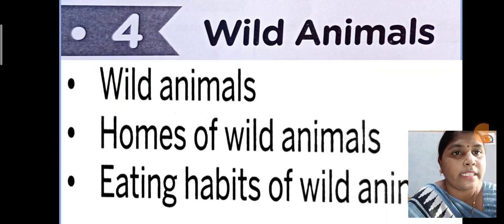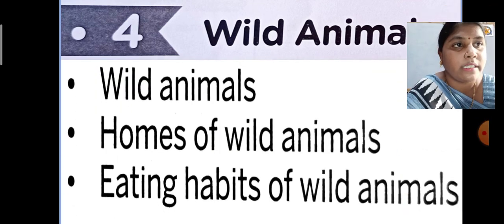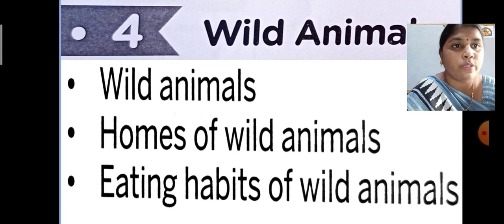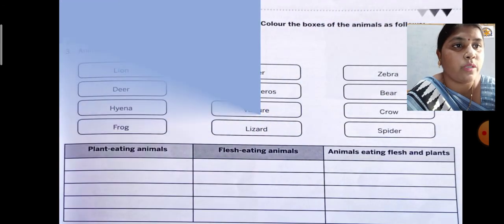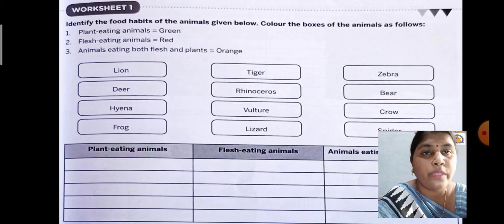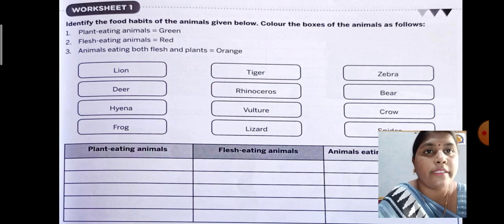And what we learn in lesson number 4, see, these are the points. Wild animals, homes of wild animals and eating habits of wild animals. So these 3 points we discuss in lesson number 4, wild animals. Now let us start the revision with the help of the worksheet. See what you have to do here. Worksheet 1, identify the food habits of the animals given below. You have to identify their food habits.